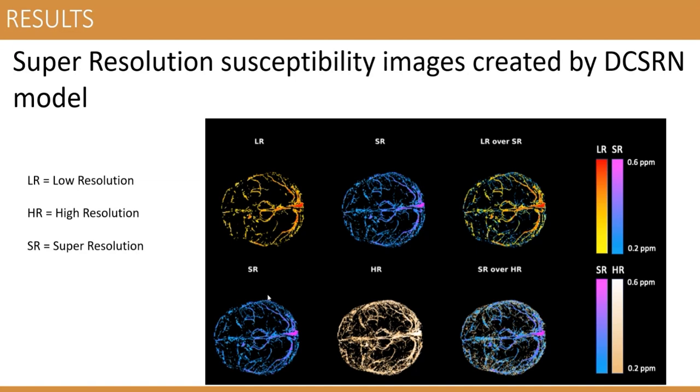What is also nice, if we take the super resolution, so what comes from the model, on top of the high resolution, which is our gold standard, we can see that some of the noise that is present in the high resolution is not present in the super resolution. So which means that the model is also doing a nice job in improving the noise.